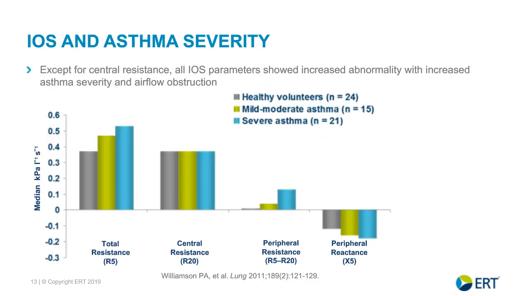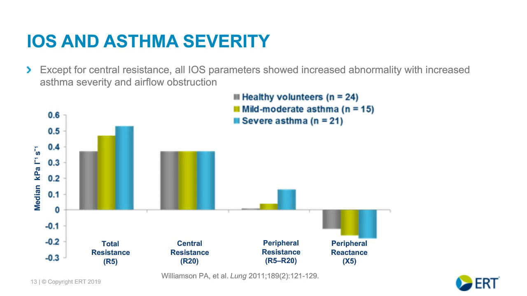What about oscillometry and asthma severity? This was a study done with the IOS device, but it could equally be applicable to the AOS device. This was in healthy volunteers, patients with mild to moderate asthma and severe asthma. It was done in our laboratory. And you can see that the first thing to note is that the resistance in the larger airways, or the central airway resistance, R20, does not change as you go from having healthy lungs to mild to moderate asthma or severe asthma.